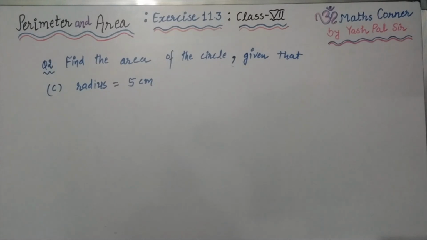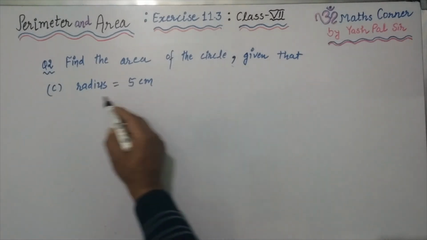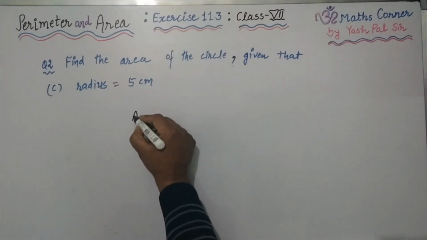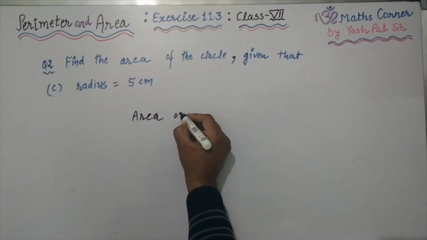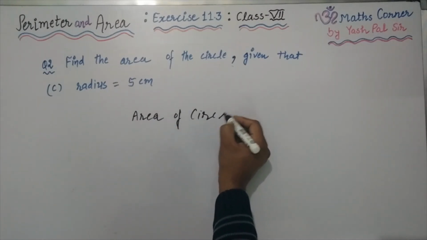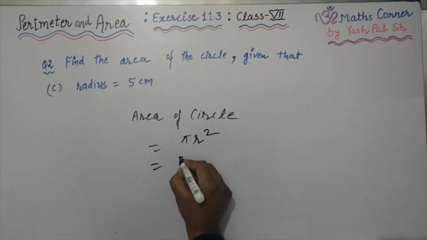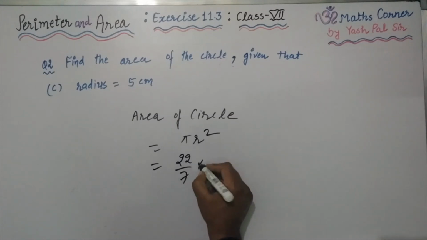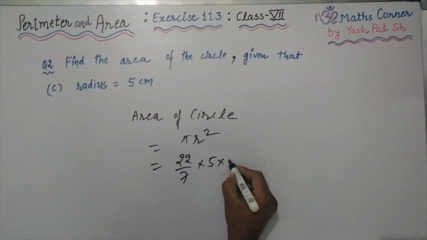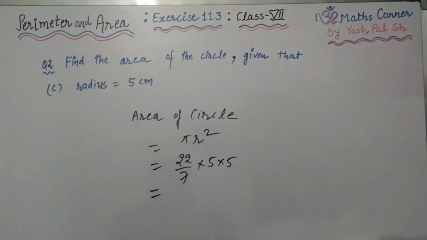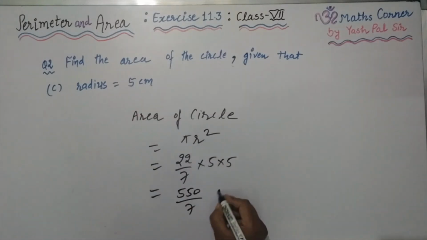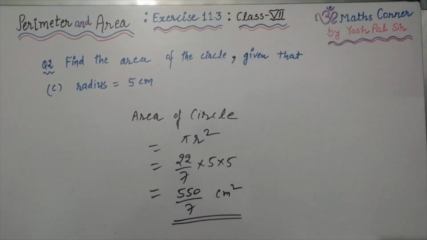Next, C part. Find the area of the circle given that radius is 5 centimeter. So here area of circle formula is pi r square. So pi means 22 upon 7. R here is 5 into 5. So multiplying this, 550 divide 7 centimeter square is the final answer.